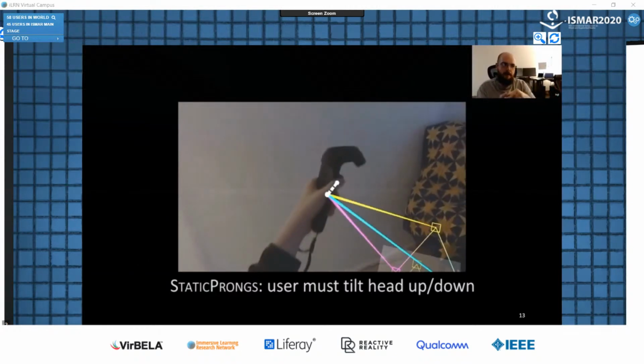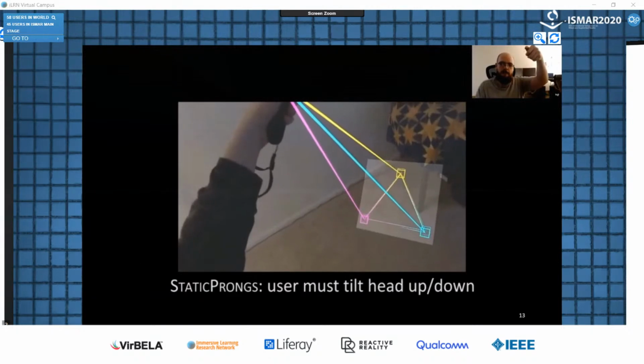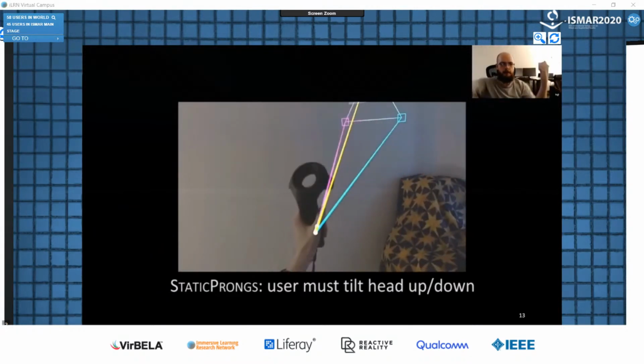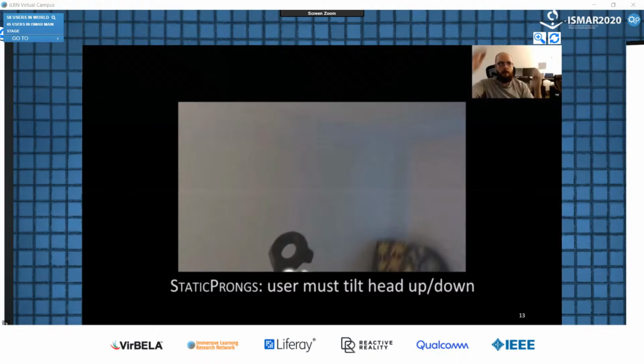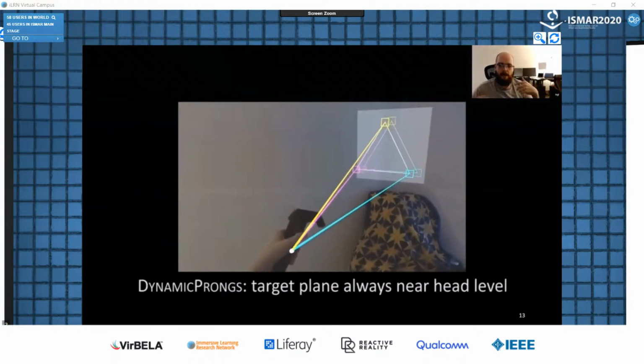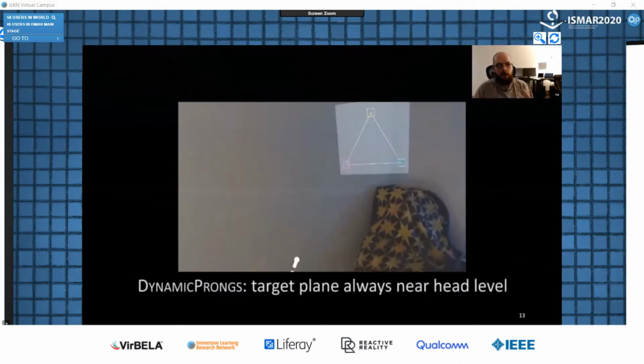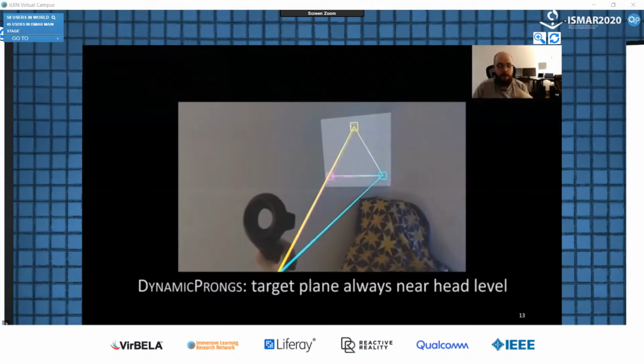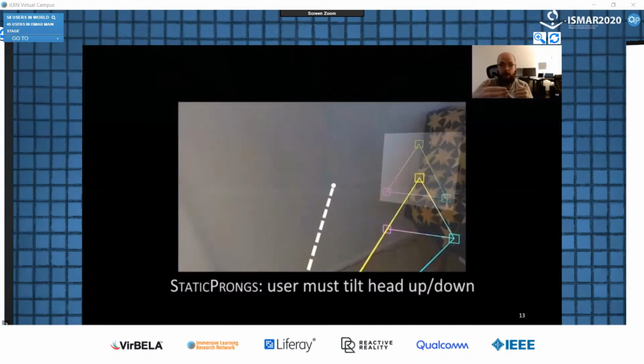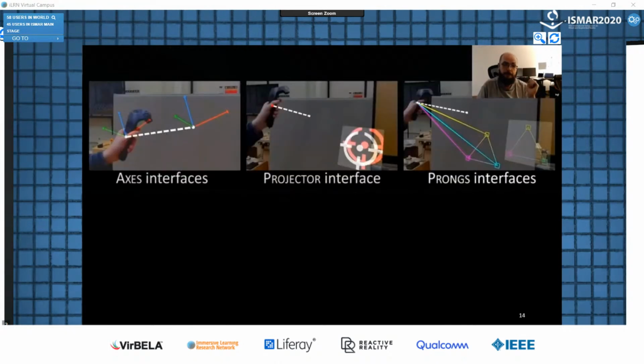So one of the variants, that target plane, is always at a fixed pose relative to the desired alignment pose. So it can appear below or above the user's field of view. In another variant, we dynamically adjust it so that we rotate that plane so it always appears at head level, so the user doesn't have to tilt the head up or down.